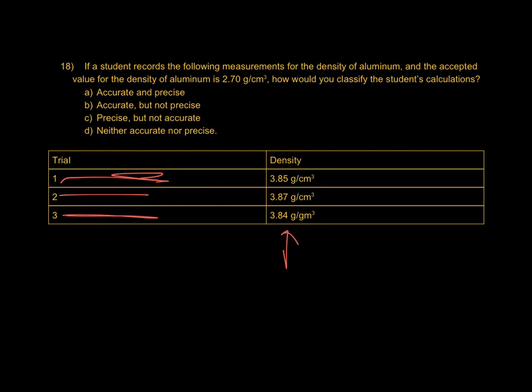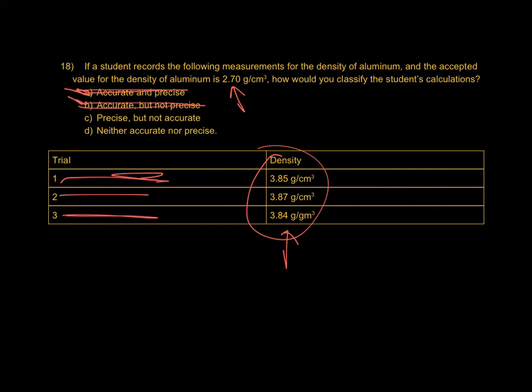So here's the question. What does accurate mean, and what does precise mean? Accurate means you got something close to the right answer. I would say that 3.8-ish is not very close to 2.7 when you consider it's almost half off, right? Because it's 1 whole gram per cubic centimeter off from the right answer, and the right answer is only 2.7. So that's a pretty big difference. So it's not accurate. Okay, it's definitely not accurate.